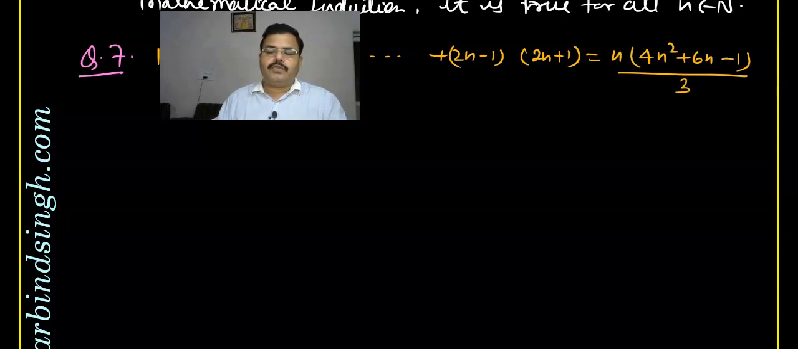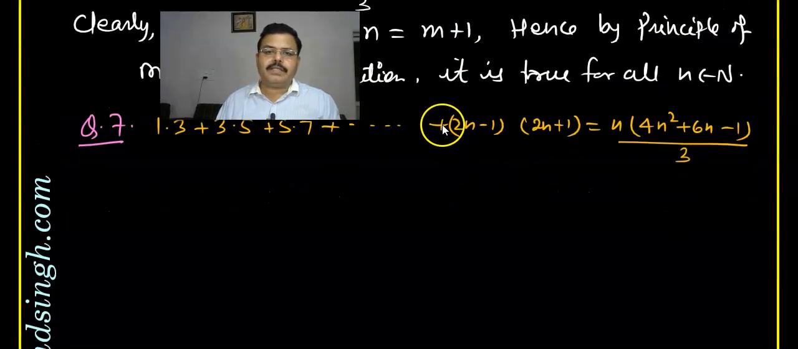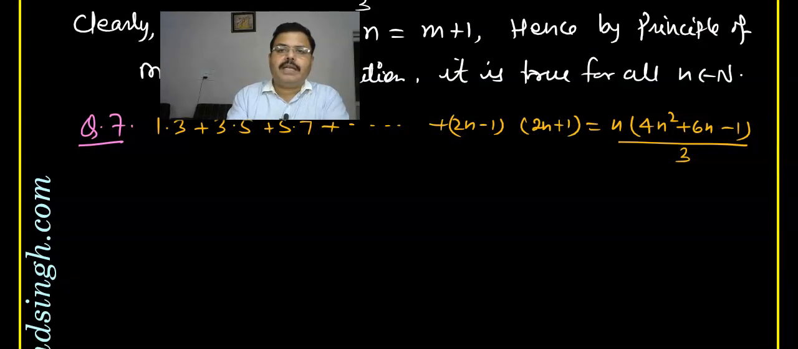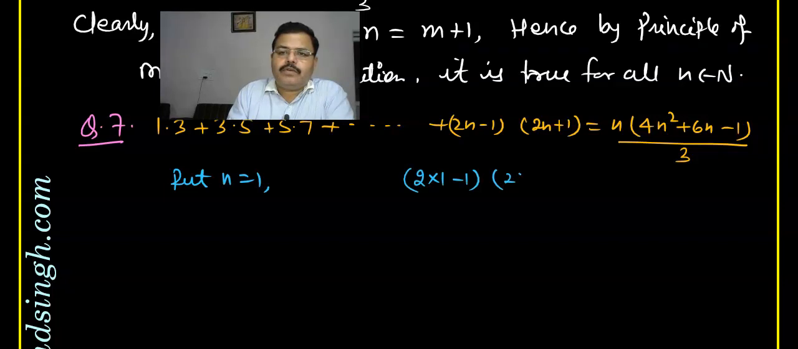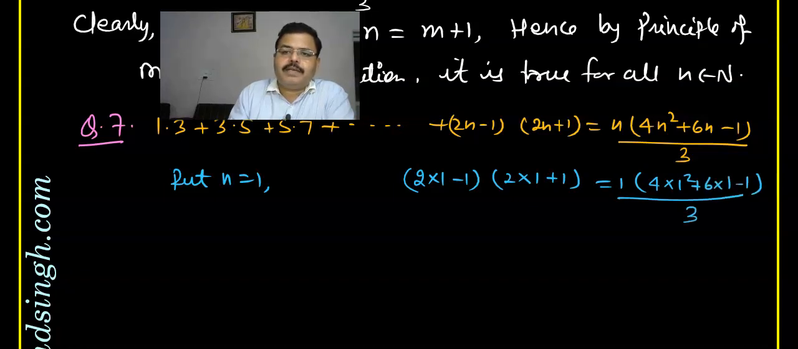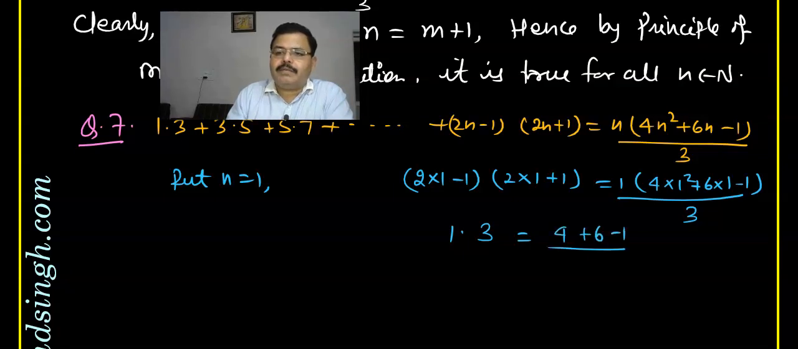So using the same process, put n is equal to 1. We have 2 into 1 minus 1, this will be 2 into 1 plus 1, that will be 1 into 4 into 1 square plus 6 into 1 minus 1 whole divided by 3. This is 1 and 2 into 1, that is 2 plus 1, 3. So 1 into 3 is 3, and this is 4 plus 6 minus 1 by 3. So 3 is equal to 4 plus 6, 10 minus 1, 9 by 3, that is 3. So which is true?